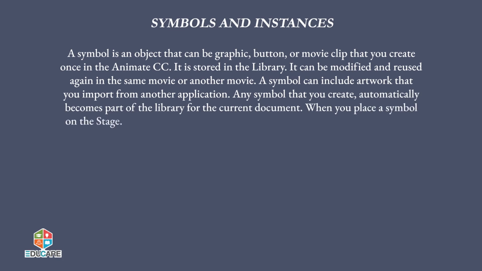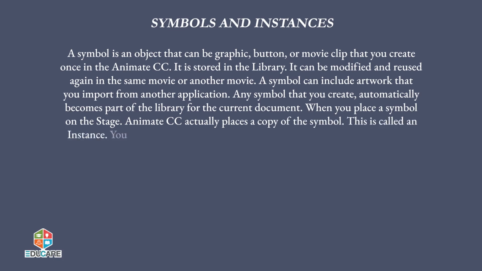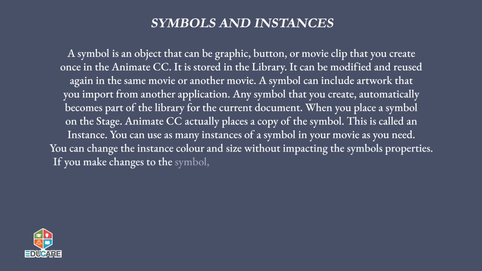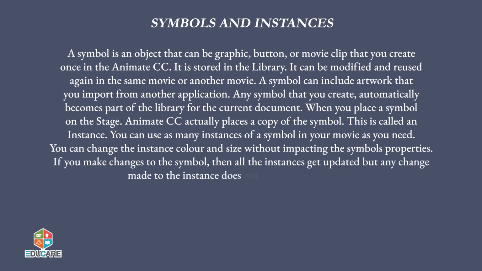When you place a symbol on the stage, Animate CC actually places a copy of the symbol. This is called an instance. You can use as many instances of a symbol in your movie as needed. You can change the instance's color and size without impacting the symbol's properties. If you make changes to the symbol, then all the instances get updated, but any change made to the instance does not reflect in the symbol.